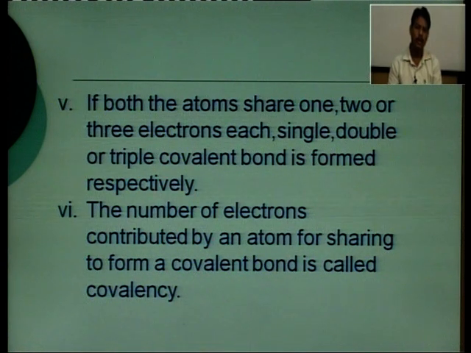The number of electrons contributed by an atom for sharing to form a covalent bond is called covalency. So, how many electrons are shared between them, that is called covalency. If they share 1 electron contributed by each, the covalency is 1. And if they share 2 electrons, the covalency is 2.